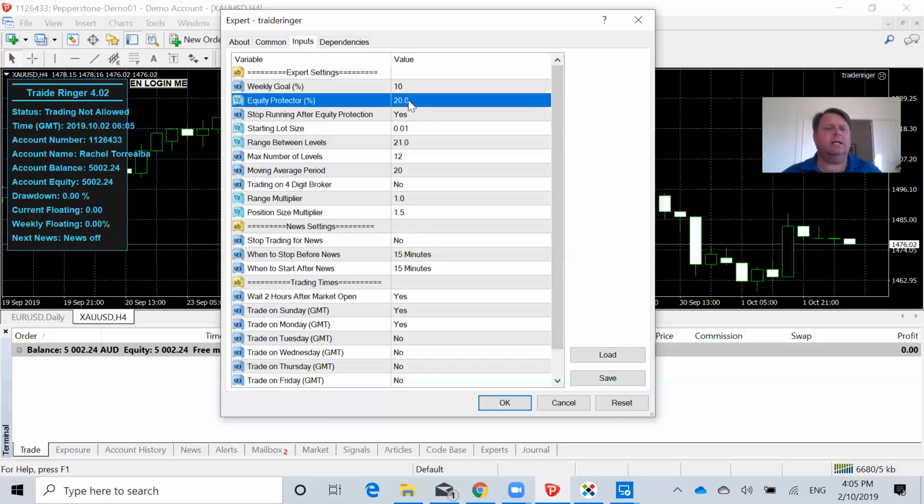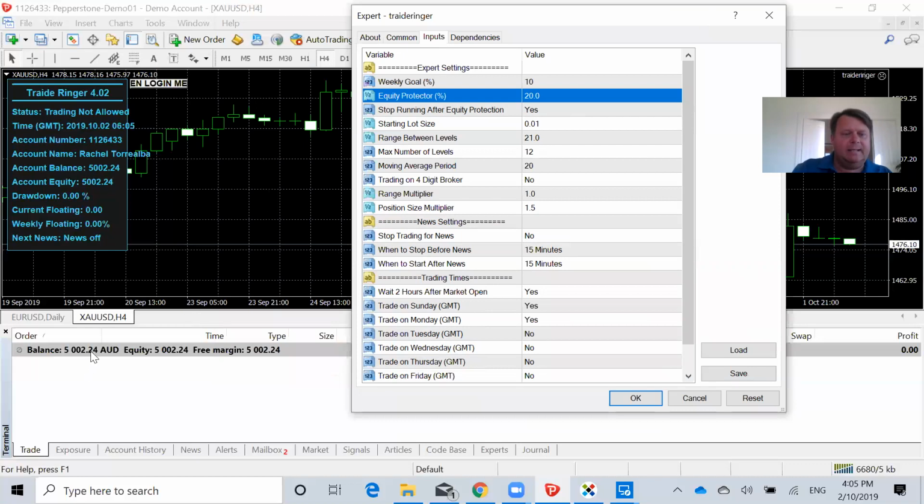Now your equity protector. In this particular account, we have a $5,000 account. That's your equity, right? Equity, $5,000. Remember when we completed the quiz, it asked you what's equity. Equity is your balance plus or minus your profit and loss. So if I was in trades where my current losing position was $2,000, so 2 of the 5, that's a 40% drawdown. This word drawdown. So I'm 40% drawn down.